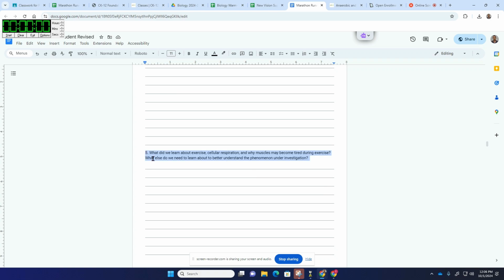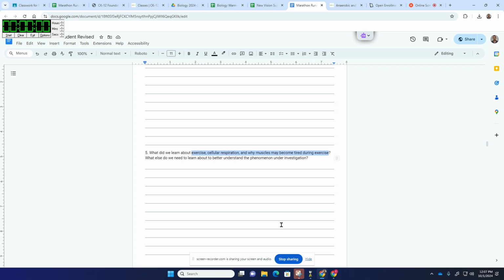Number 5, what did we learn about exercise, cellular respiration, and why muscles may become tired during exercise? What else do we need to learn about to better understand the phenomenon? So this, you want to just combine these words into a sentence, right? So just something about how during increased exercise, there's increased cellular respiration because your muscles need an increase in ATP energy, right? Notice how in that case, everything's moving in the same direction.